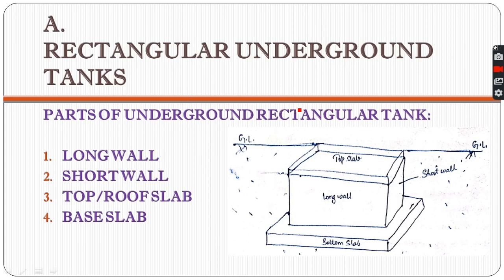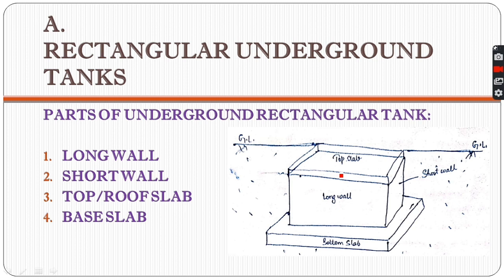So this is an underground tank. The underground tanks are located below the ground surface. The top slab can be buried below or can be exactly on the ground surface. It can depend on different situations. So the parts of an underground tank are the long walls of the tank, short walls of the tank, the base slab or bottom slab, and the top slab or roof cover.